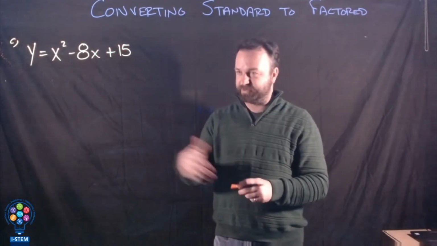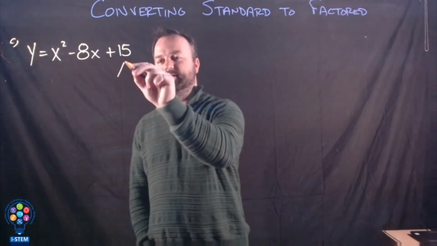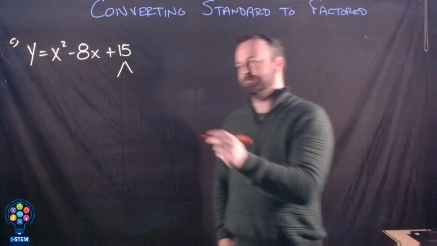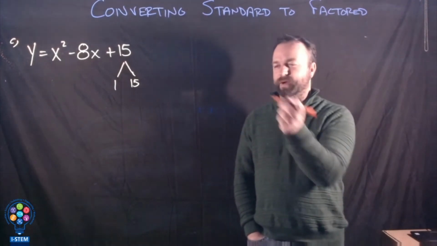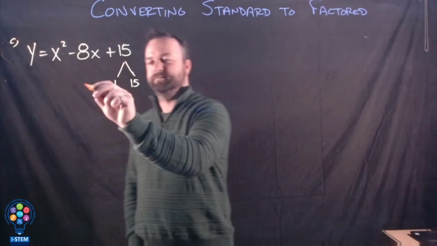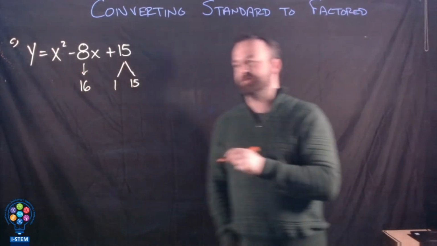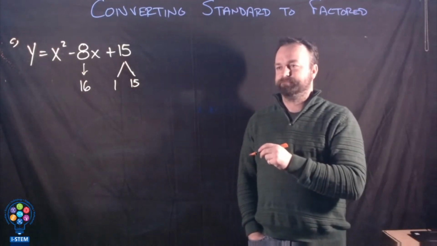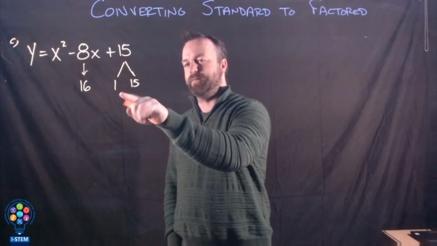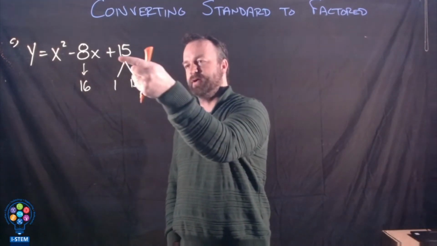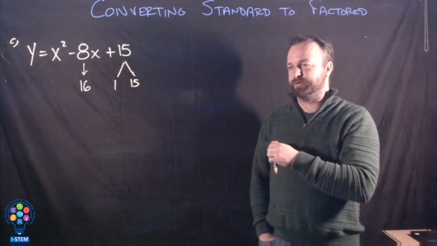And again, I want to factor this. So I start thinking about numbers that multiply to 15. So 1 and 15. When I add 1 and 15 together, I get 16. And I'm looking for two numbers that add together to give me negative 8. So how am I going to hack this so that when I'm multiplying these two numbers together, I get a positive number, but when I add them together, I get something negative? What do I need to do here?